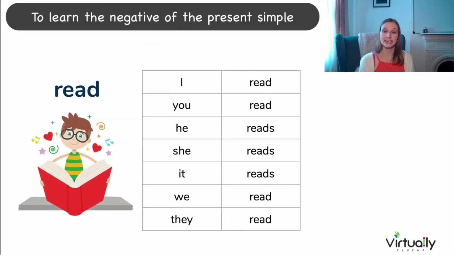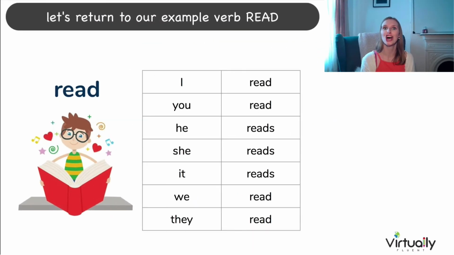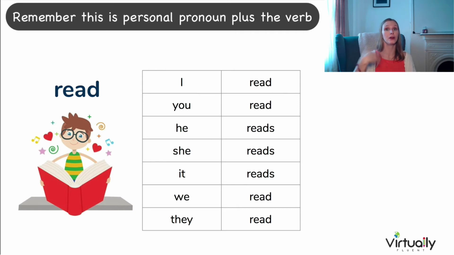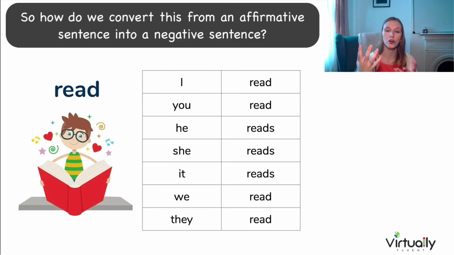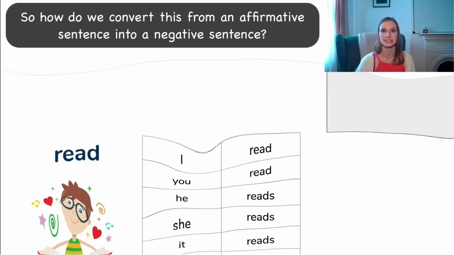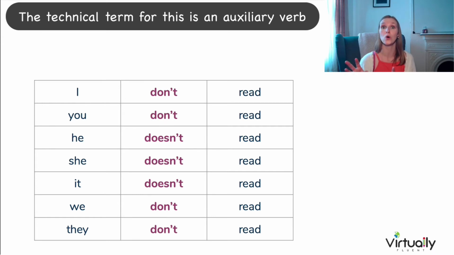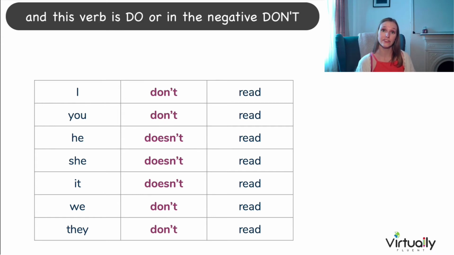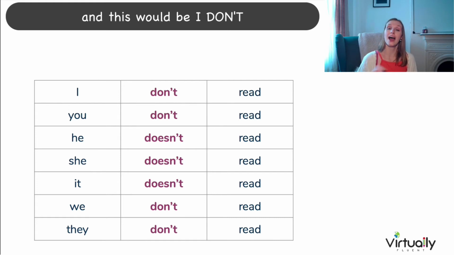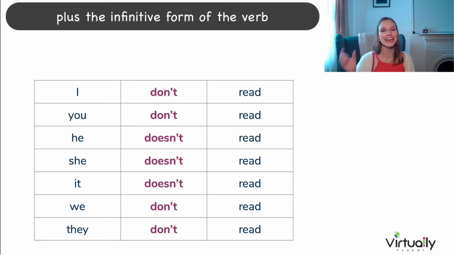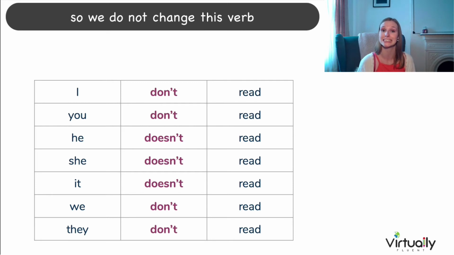To learn the negative of the present simple, let's return to our example verb, read. Remember, this is personal pronoun plus the verb. So how do we convert this from an affirmative sentence into a negative sentence? We insert an extra verb. The technical term for this is an auxiliary verb. And this verb is do, or in the negative, don't. And this would be I don't plus the infinitive form of the verb. So we do not change this verb.